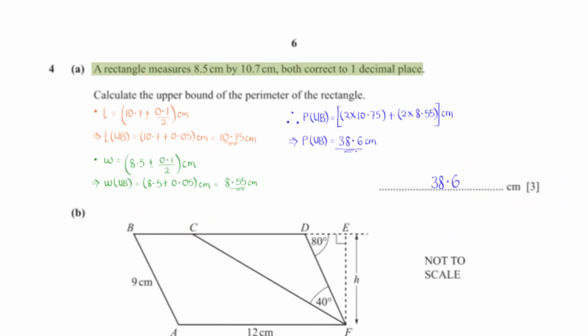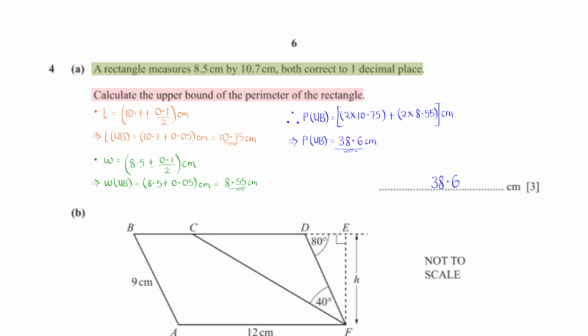A rectangle measures 8.5 centimeters by 10.7 centimeters, both correct to one decimal place. Calculate the upper bound of the perimeter of the rectangle. To get the upper bound of the perimeter of the rectangle, we need to first find the upper bound for the length and the width.